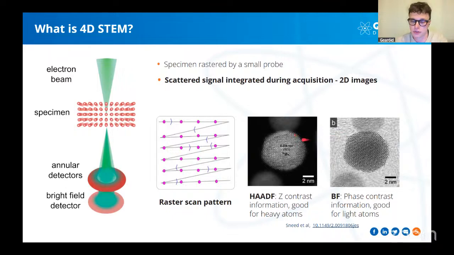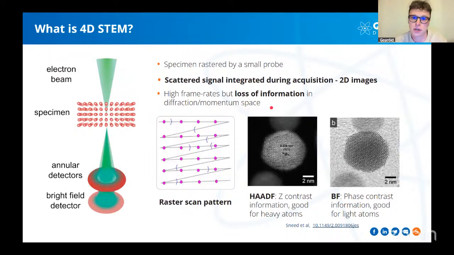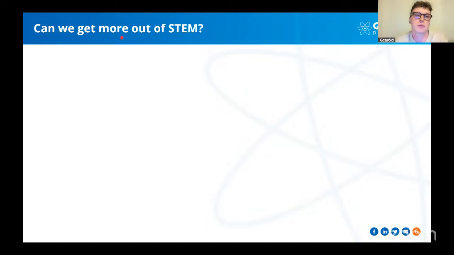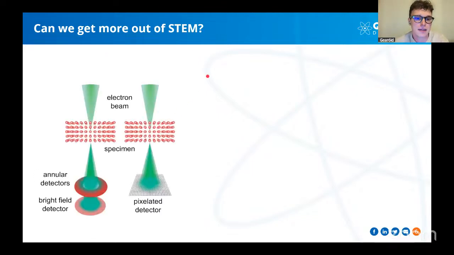This is particularly useful for materials scientists at very high frame rates, so megahertz frame rates. But this real-time integration causes a loss of information in diffraction, or momentum space as it's sometimes known. And so this loss of information prompts the question, can we get more out of STEM? And the answer is that we can.